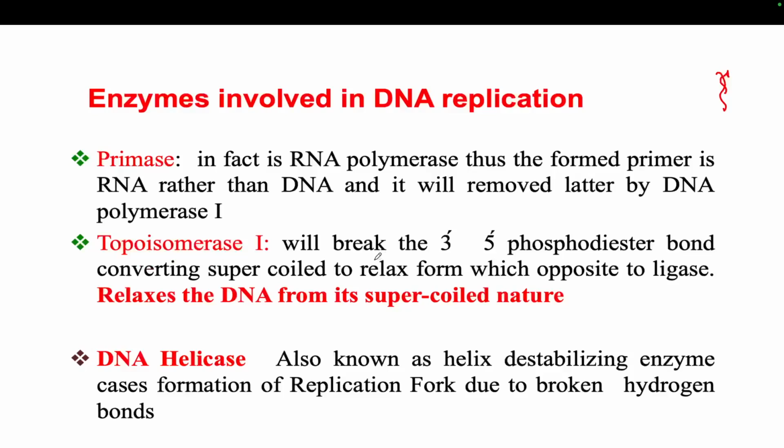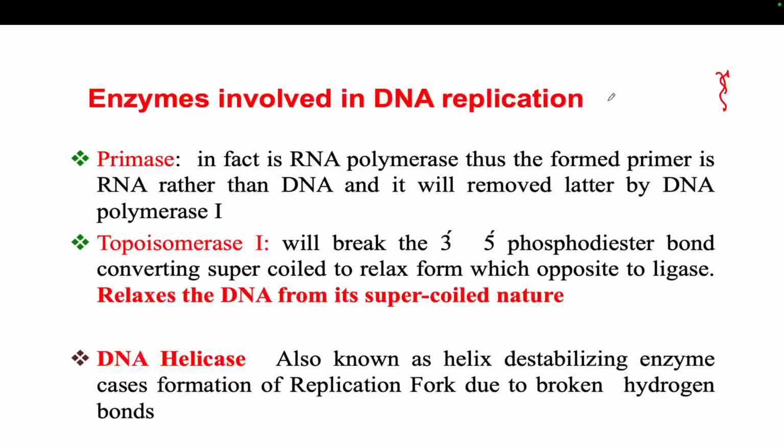Okay, it will break the 3' to 5' phosphodiester bond, converting supercoiled to relaxed form, which is opposite to the ligase, because ligase generally ligates the small patches of Okazaki fragments, right? So it is the opposite of the ligase. Ligase helps in the ligation of pieces. Here the topoisomerase 1 will break the DNA, so it will relax the DNA from its supercoiled nature.